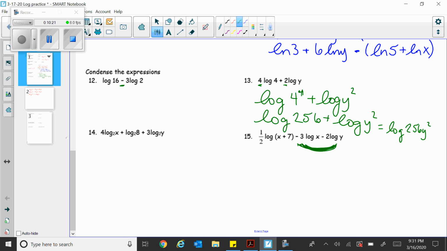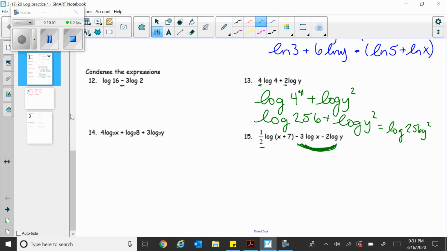But if we have two minus signs, it just means that both the 3 log x and the 2 log y are both going to be in the denominator, and they're both going to be multiplied together. So the 3 log x and the 2 log y, they both go in the denominator, and you're going to multiply them together. But first, before I did anything, I would take care of the exponents, the 3 and the 2 out front. And same thing with the 1/2. I would take care of that first.